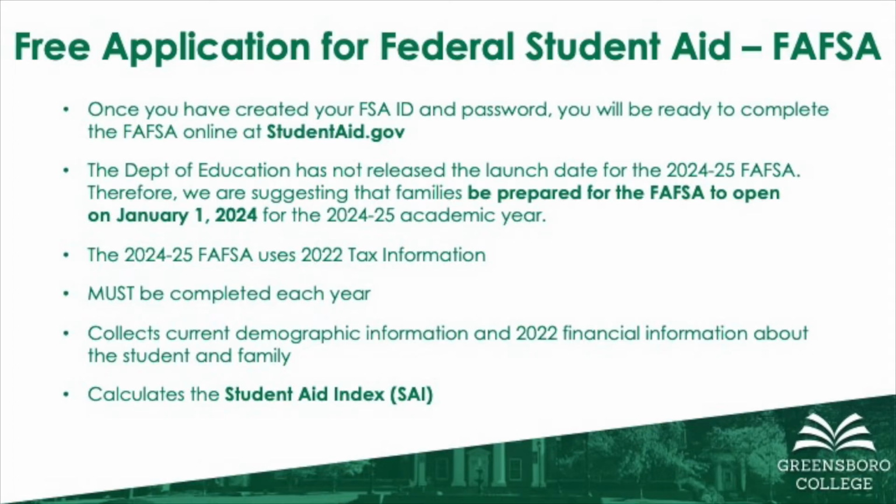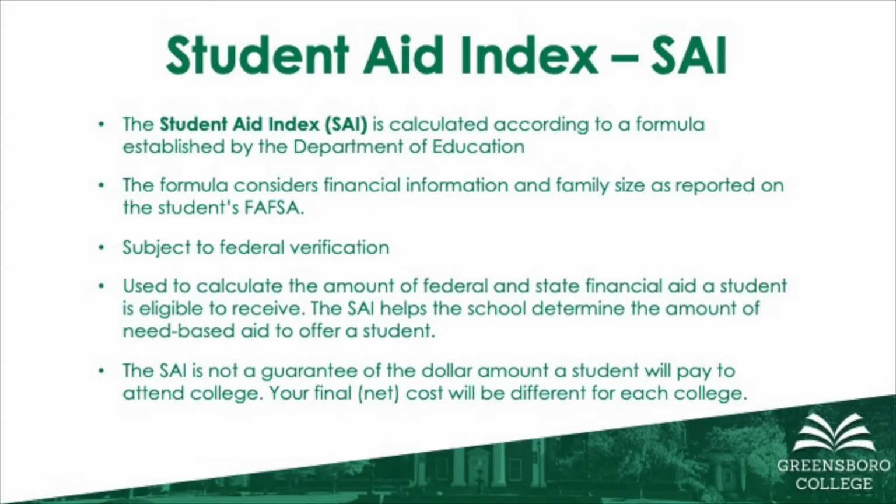The FAFSA also collects demographic information about the student and the family. The FAFSA then takes all of that information and calculates the Student Aid Index, the SAI. The Student Aid Index, SAI, is calculated according to a formula established by the Department of Education. The formula considers the financial information from the student and the parent from the tax year 22, and the family size of the student.